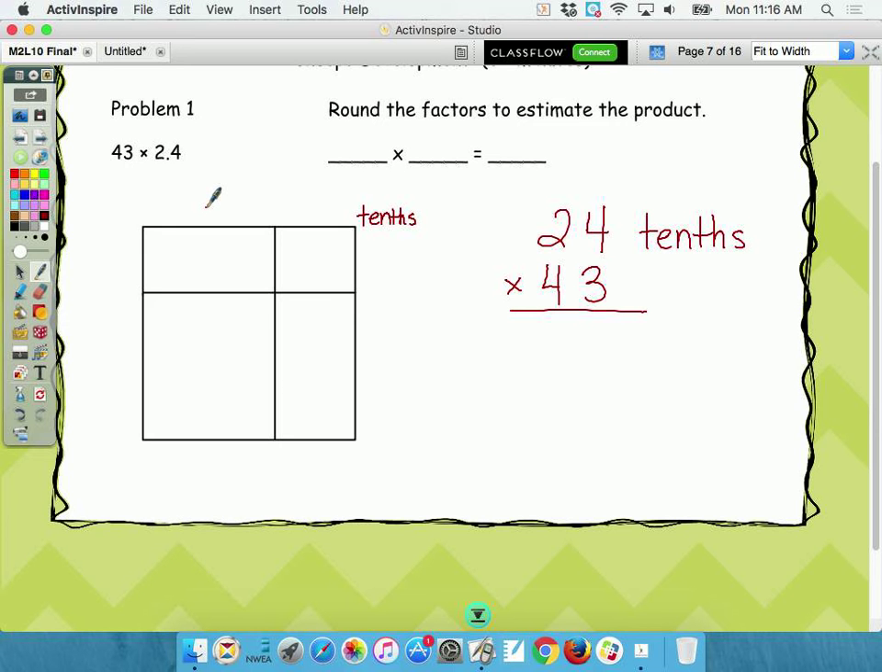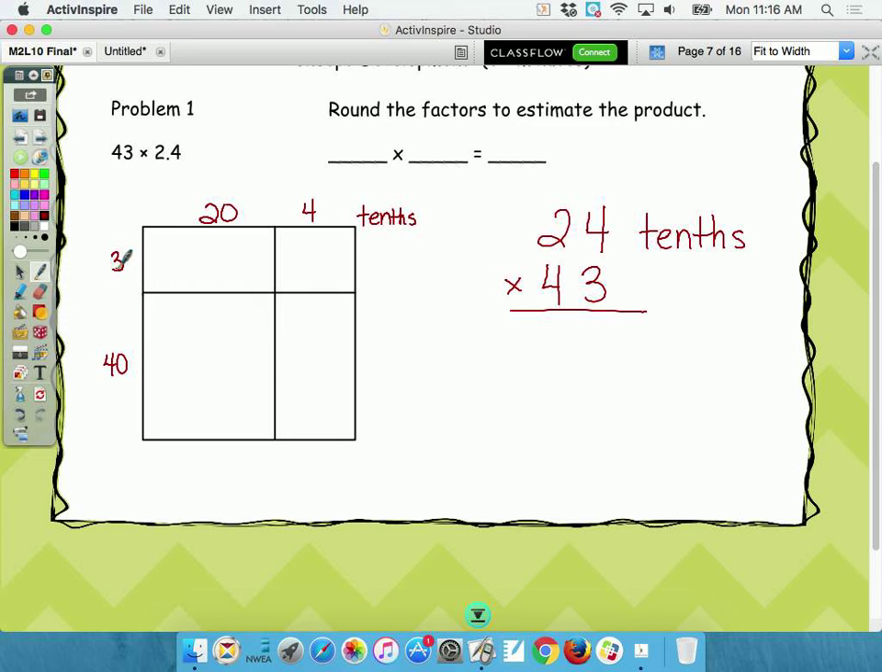So how would I separate 24? 20 and 4. You've got to be careful. Think in terms of unit form. Okay? And then what am I multiplying by? 43 and 40. Now stop, don't multiply yet.